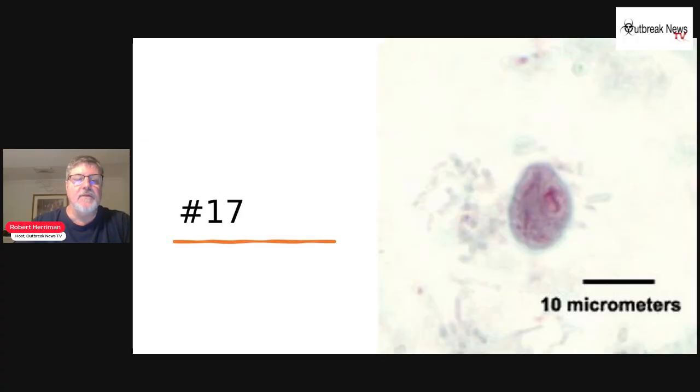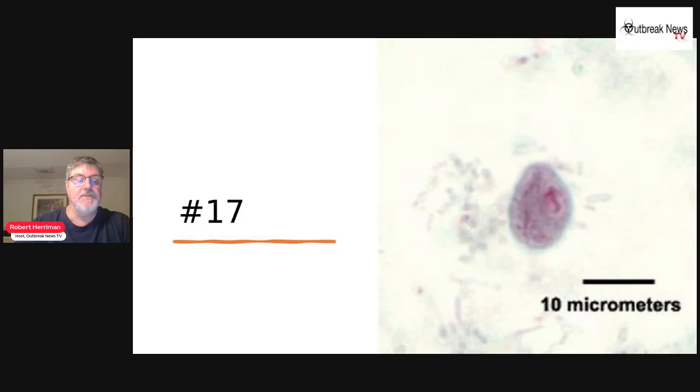All right, let's move on. 17. This parasite is lemon-shaped with a small projection at the anterior end. The single nucleus lies near the center. Give you a few seconds.